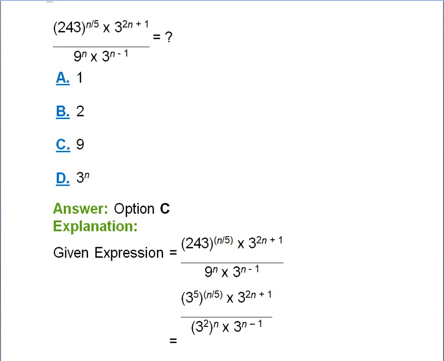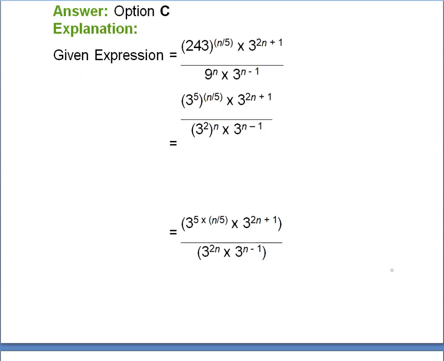Now, 243 raised to the power n divided by 5 into 3 raised to the power 2n plus 1, divided by 9 raised to the power n into 3 raised to the power n minus 1. So what is this expression equal to? We'll note down the given expression. You can write 243 as 3 raised to the power 5. So 3 raised to the power 5, to the power n, by 5 into 3 raised to the power 2n plus 1, and in the denominator we have 9 to the power n, so we can write 9 as 3 raised to the power 2, raised to the power n, and 3 raised to the power n minus 1 will remain the same.